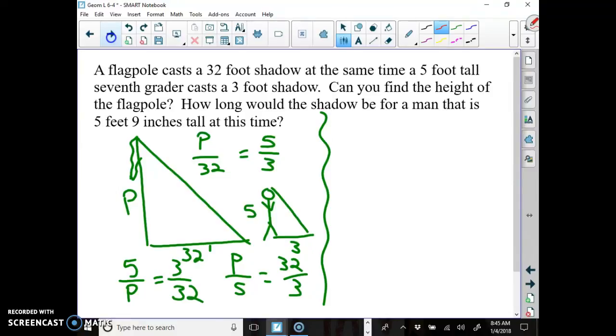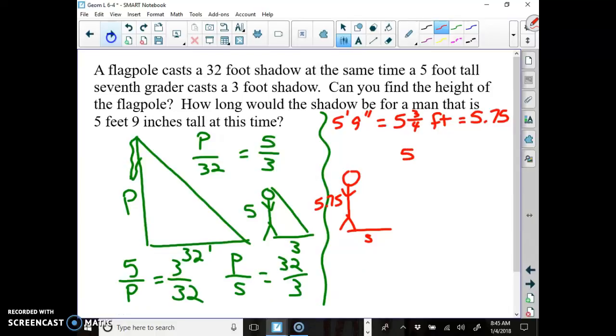Okay? How tall would the shadow for a man that is 5 feet 9 inches tall be at this time? So this guy is a little bit taller. Okay? Well, 5 feet 9 inches is 5 3/4 feet, or 5.75. So now if we want this shadow, S for shadow, we could do that same ratio. 5 is to 3 as 5.75 is to his shadow. You are very capable of cross multiplying and solving.